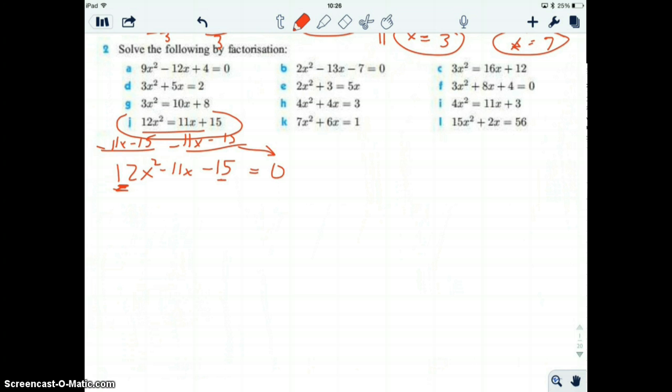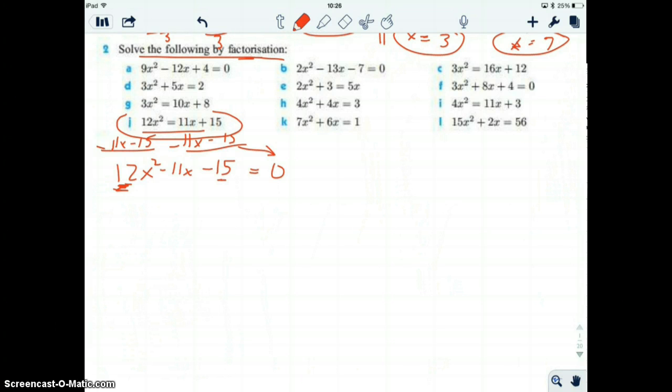Now, if they're telling you to solve the following by factorization, they've already set up the problem so that the factors are going to be whole numbers. In real life, that's not always going to happen. In fact, most of the time it probably won't. But in this case, they want to see if you can factor, so let's factor.